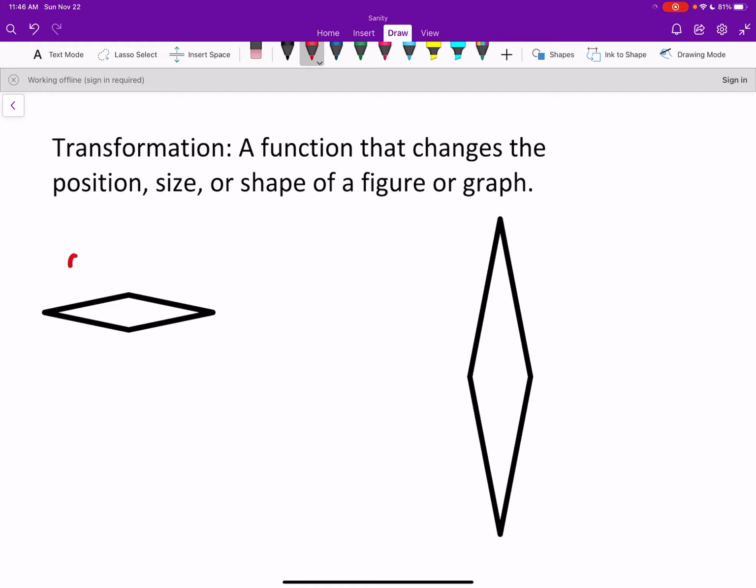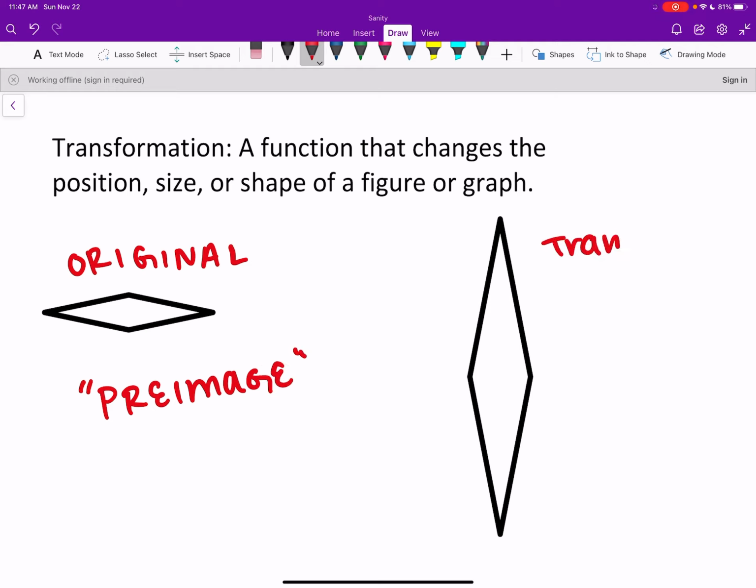But if this was our original figure, whoops, that's Q. If this was our original figure, this is what we call the pre-image. And if this is our transformed figure, that is what we just call the image. So when I refer to pre-image and image, we've got to know exactly which one got a function applied to it to change it, all right? So a couple definitions there, image, pre-image. You may want to get a little sketch of another shape that you wrote down that changed, all right?